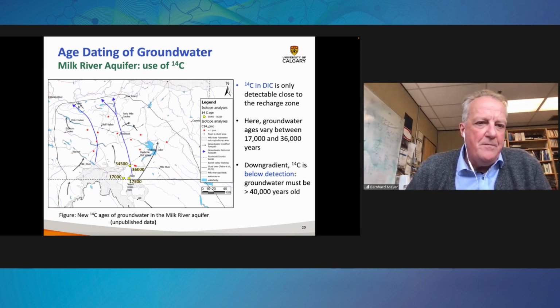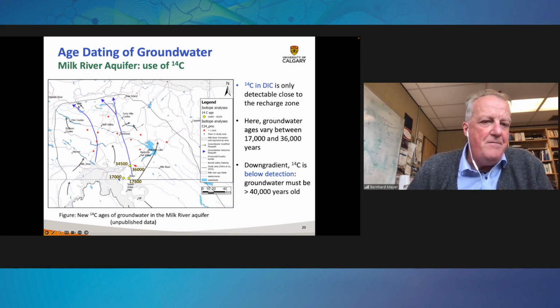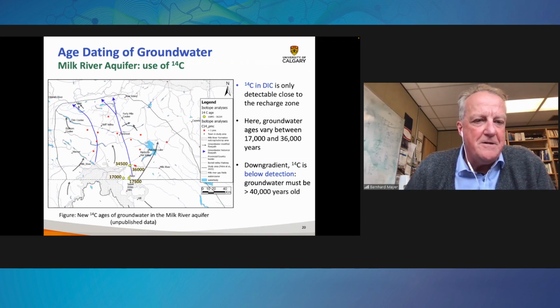We collected groundwater from the Milk River Aquifer on 20 different sites. They're all shown either in yellow dots or as red stars, and conducted groundwater age dating analysis. In this case, we show the results for carbon-14 age dating. And you can see that we only very near the recharge zone obtained carbon-14 age dating groundwater data, which vary from 17,000 years for the groundwater to 36,000 years.